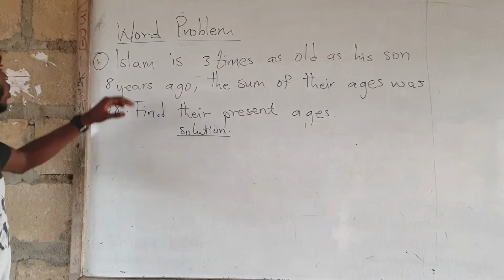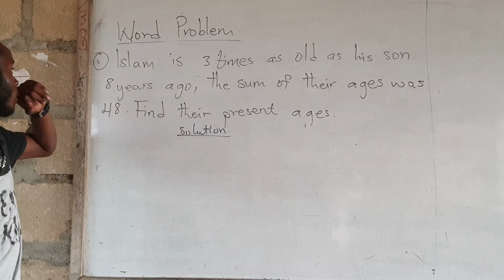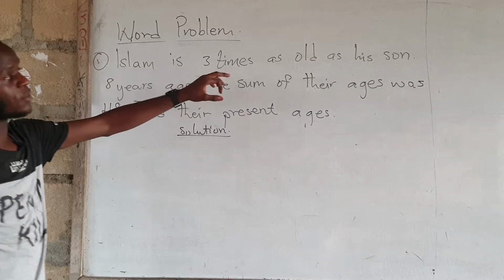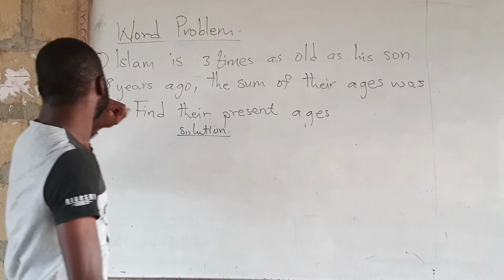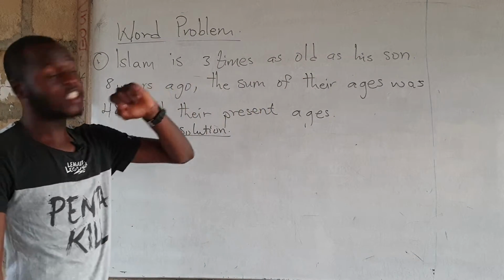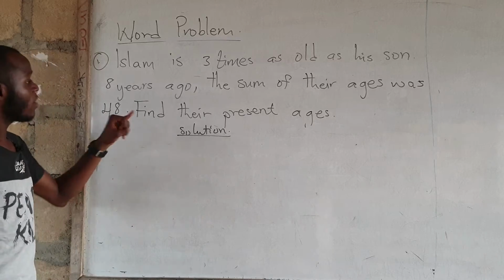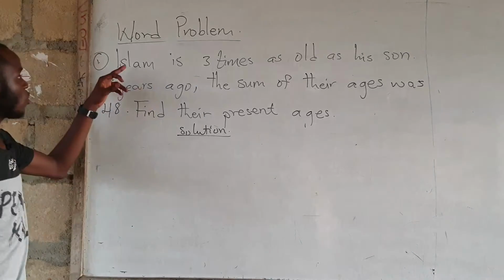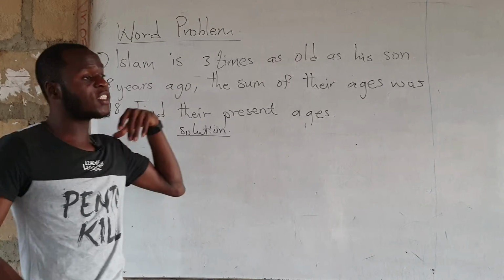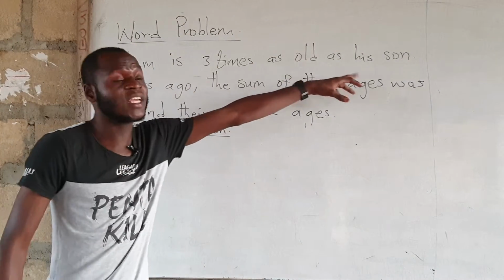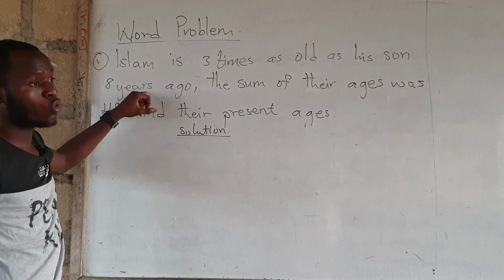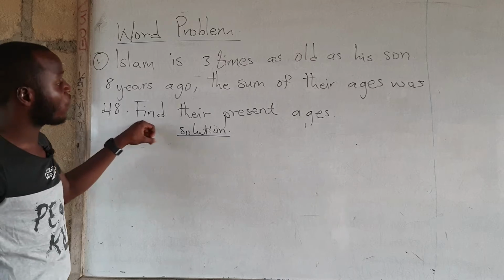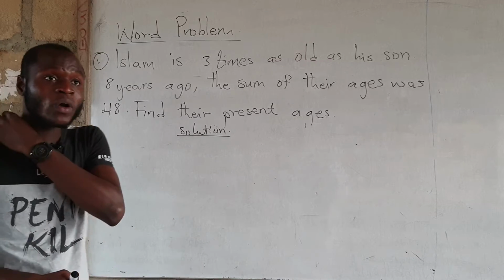Today we are going to look at one of the topics in mathematics called word problem. We have a question on the board which says that Islam is 3 times as old as his son. 8 years ago, the sum of their ages was 48. Find their present ages. So there was a man called Islam, and his age is 3 times that of his son. But 8 years ago, the sum of their ages was 48. Now we should find their present ages. As at now, what are their ages?